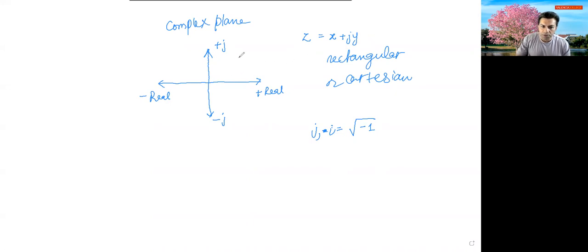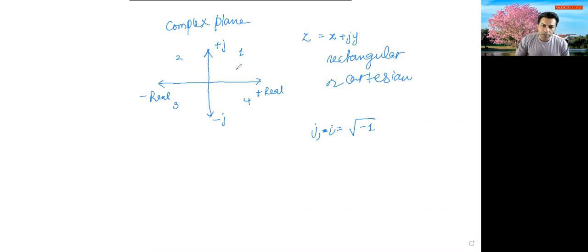For example, you have 4 quadrants here: the first quadrant, second quadrant, third quadrant, and fourth quadrant. So like you have a 2-dimensional space, x and y. Similarly, you have a 2-dimensional space here, x and y. However, the space is complex space.